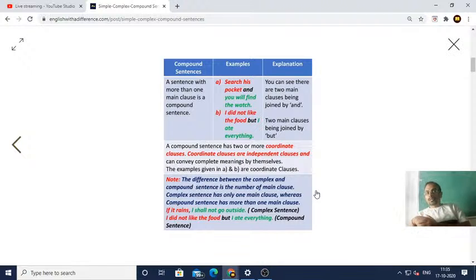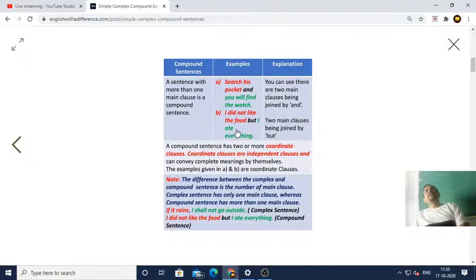And one main clause. Okay, complex sentences have one main clause, whereas compound sentences have more than one main clause. Like you see, this is one main clause, that is another main clause. Here in example B, you see this is one main clause, then this is another main clause. So a compound sentence has more than one main clause, whereas a complex sentence has only one main clause.